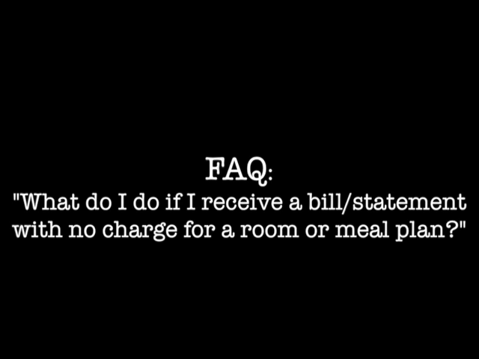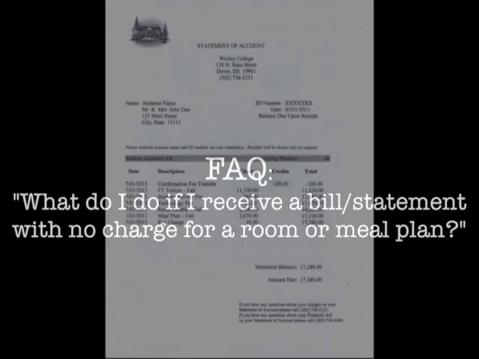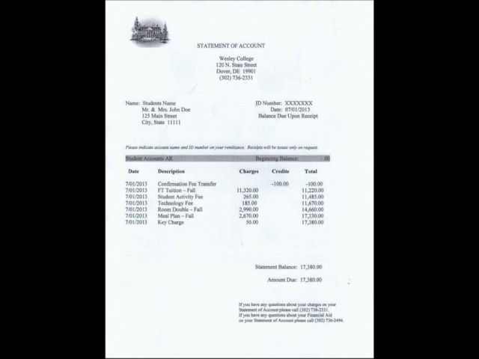That means that we don't believe or we don't have the information that your son or daughter is going to be on campus, and we need to fix that. So if you don't see a room charge or meal plan charge, that's because we don't think your son or daughter is on campus. And if they are, if you think so, then we need to get that fixed.